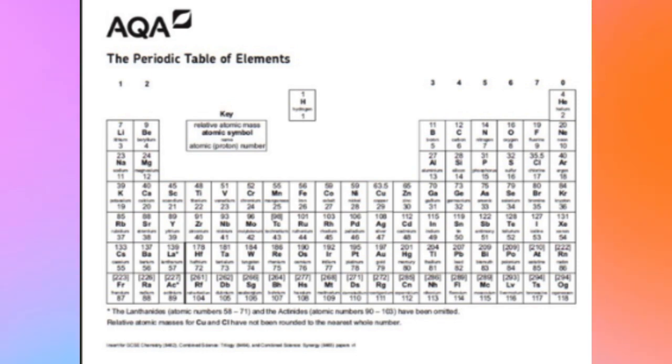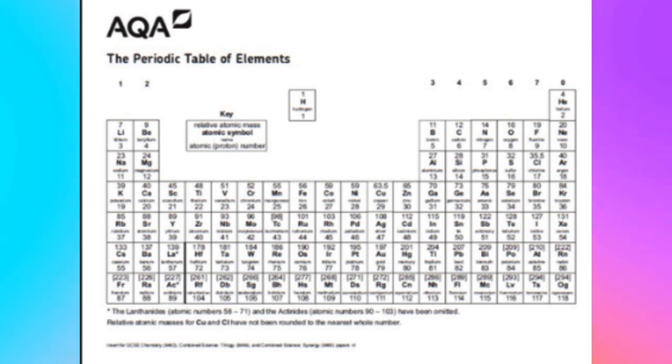So our first row would be this row containing hydrogen and helium. Our second row with lithium, beryllium, boron, carbon, etc. Our third row, our third period, sodium, magnesium, aluminium, etc. Okay, those are our periods. And what our periods tell us is how many shells an atom has.